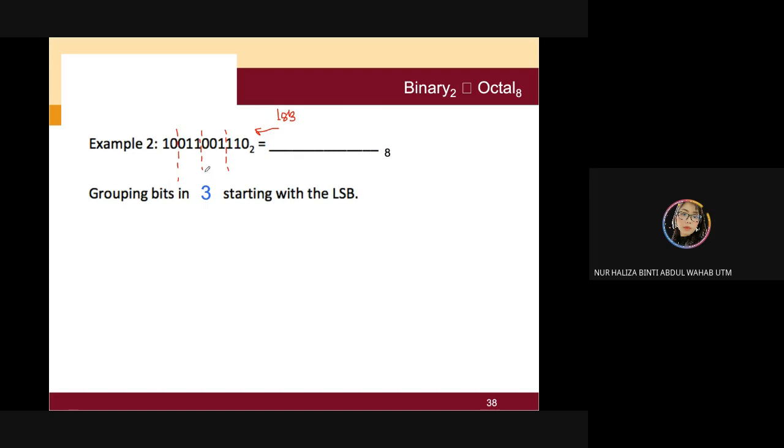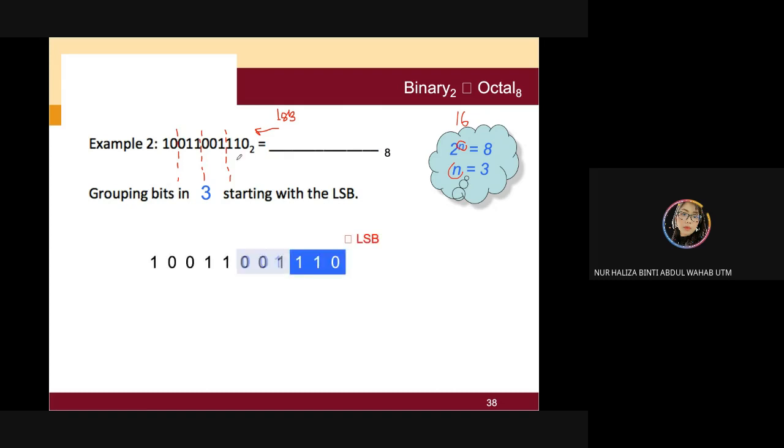So when you already group like this, the next second step, this is the logic thing, which is 2 to the power of n equals 8. So you have n equal to 3. If, let's say, for hexadecimal, you will group into 4, but that's later on. So after you group it, you're going to directly convert it to decimal.